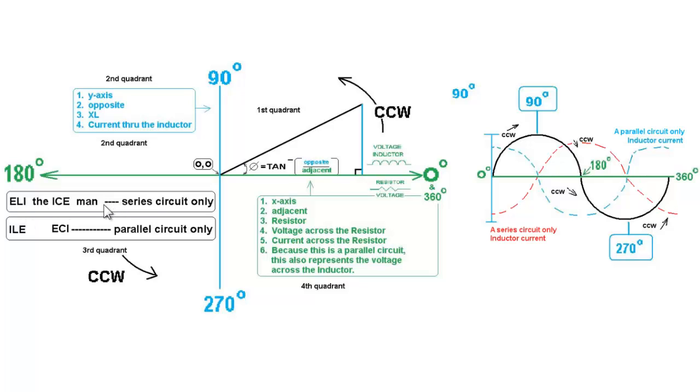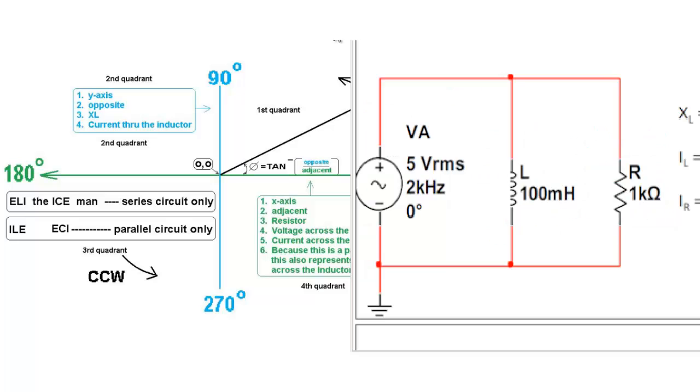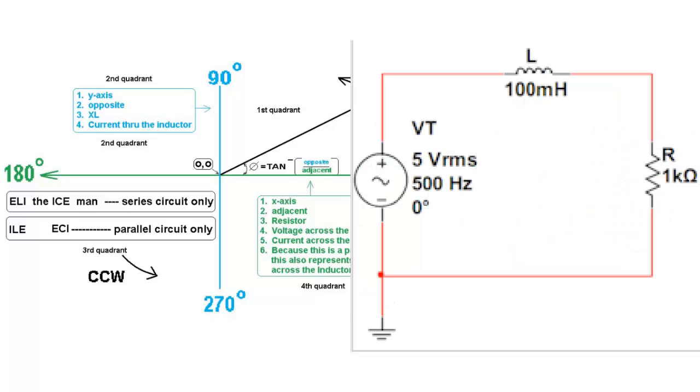It doesn't really say in this mnemonic, you're just supposed to know this, that when they say that E leads or is before I in an inductor, they mean by 90 degrees. So the voltage leads the current by 90 degrees. So when you jump way over to the other side of this diagram, as you can see, the dotted red line is a series circuit only inductor current. This is the inductor current through that inductor.